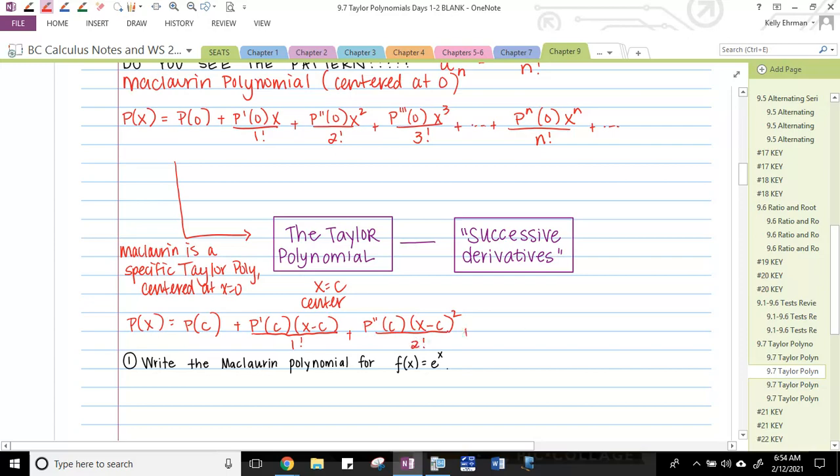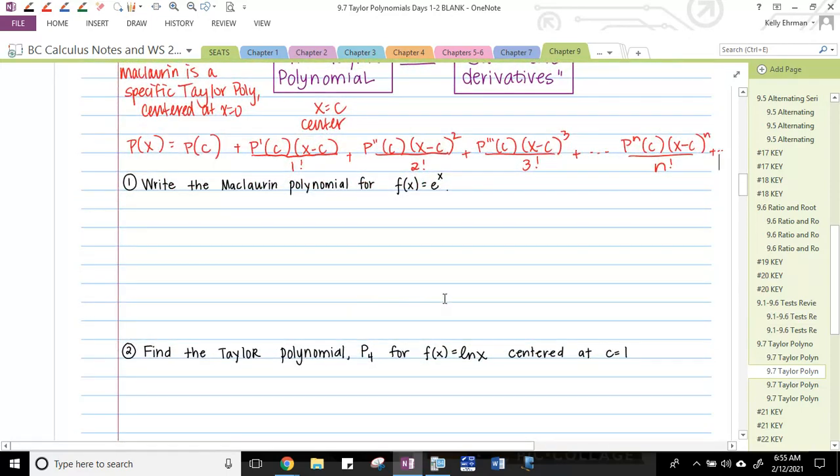Now we can force the Maclaurin polynomial to look like this. We would just write it as x minus 0 squared, but we don't normally write that. Oops, third derivative, I forgot. Third derivative evaluated at c times x minus c to the third over 3 factorial, etc. Nth derivative evaluated at c times x minus c to the nth over n factorial, and it goes on and on.